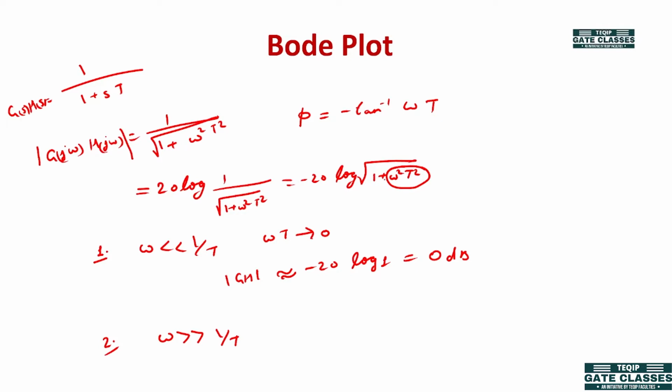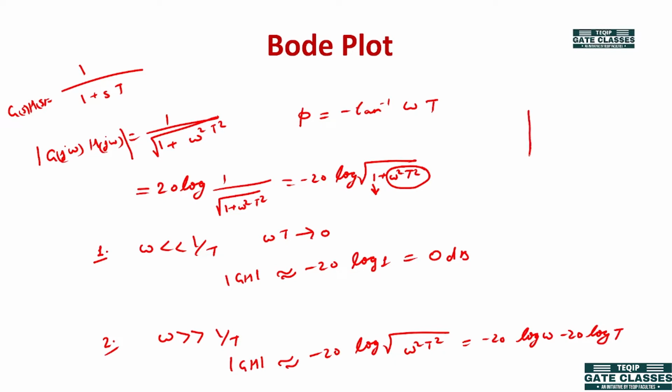And for very high frequency, this 1 can be neglected. So our magnitude is equivalent to minus 20 log under root omega square t square, or minus 20 log omega t. Okay, so if we draw the magnitude plot on the Bode plot, we will have a 0 dB slope till a frequency called the cutoff frequency with value 1 by t, and then we have a slope of minus 20 dB per decade.